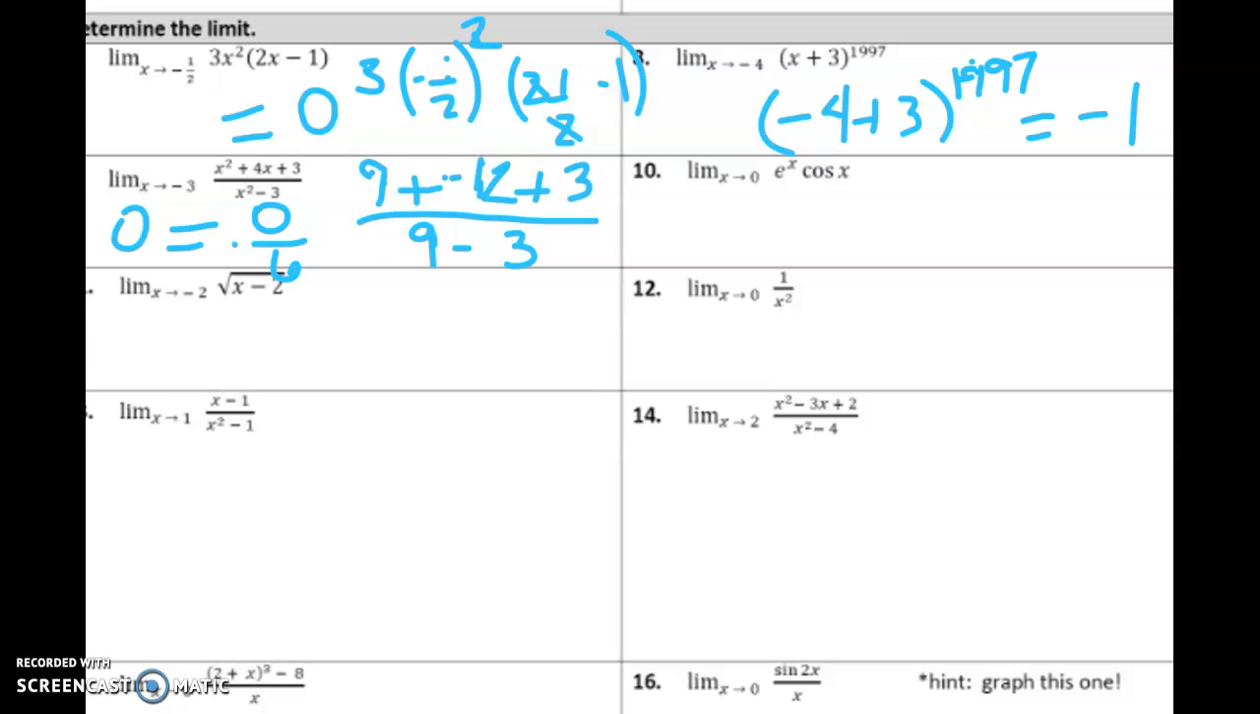What about number 10? Let's see if we can do a direct substitution. e to the 0 times cosine of 0, because we know that the limit of a product is equal to the product of the limits here. By direct substitution, e to the 0 is equal to 1. Cosine at 0 is also equal to 1. This equals 1 times 1, which equals 1.